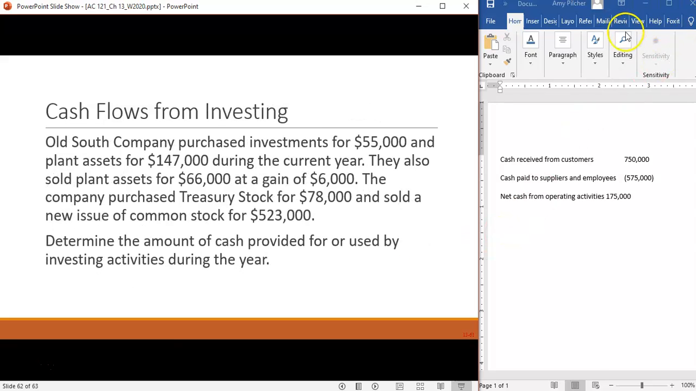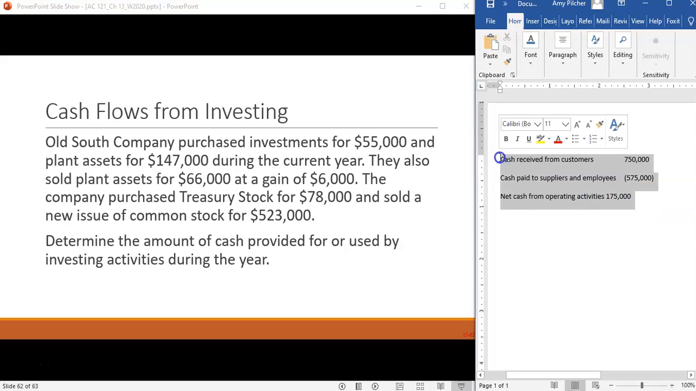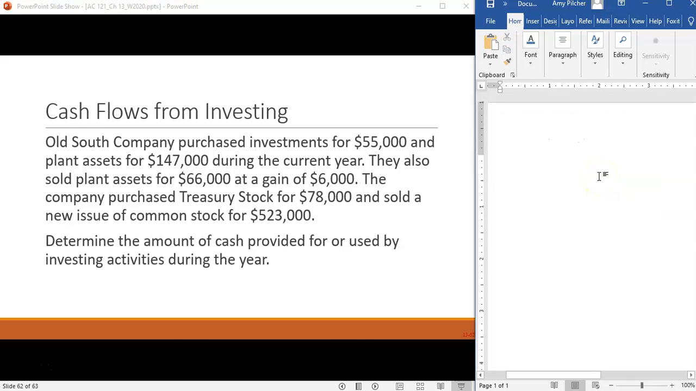Now we're going to look at the investing activities section. Now remember, the investing activities and the financing activities sections are the same regardless of whether we're using the direct method or indirect method. So here we have information about plant assets. We purchased some investments, we purchased plant assets, we also sold some plant assets and had a gain. We purchased treasury stock and we had a new issue of common stock. So we're looking at our investing activities section.